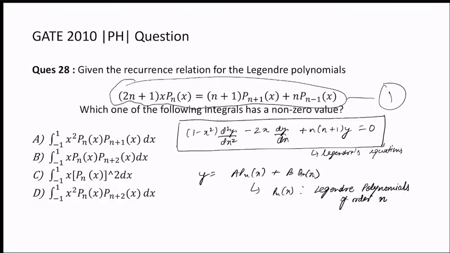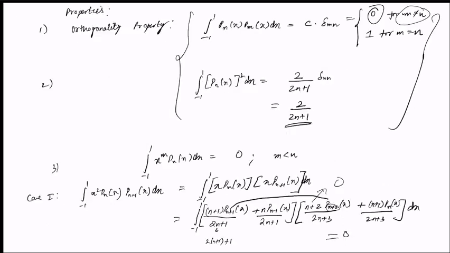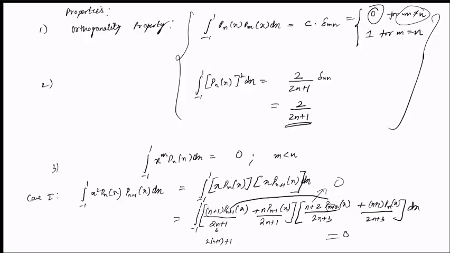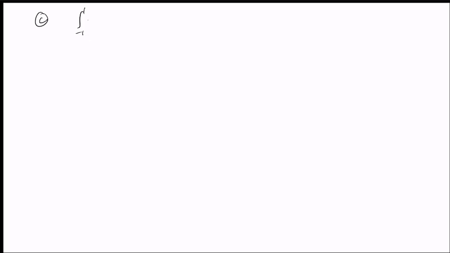Similarly, if you look at the next option and solve it, you will find that it also comes out to be 0. Okay, let us solve the third option. In the third option, it is the integral from minus 1 to 1 of x Pn(x) whole square dx. This can also be written as the integral from minus 1 to 1 of x times Pn(x) times Pn(x) dx.